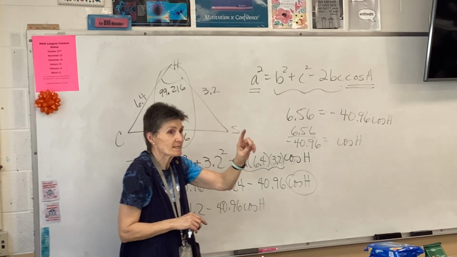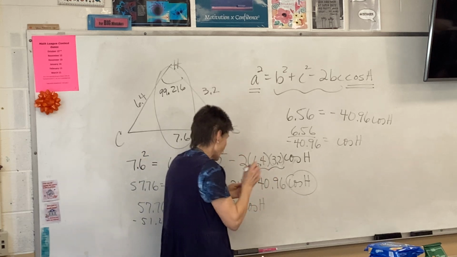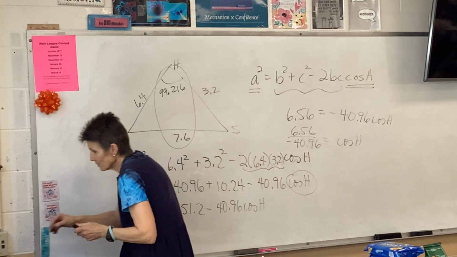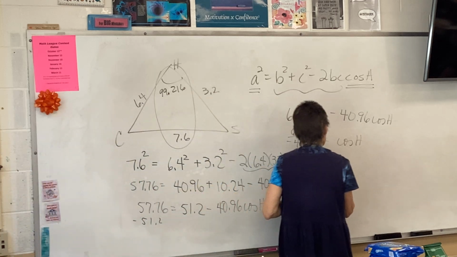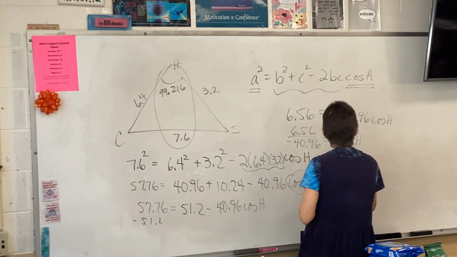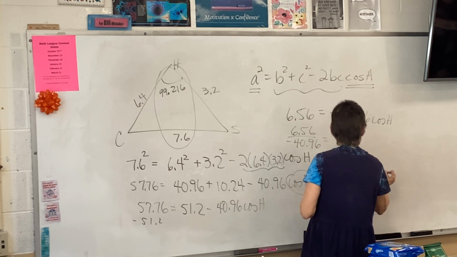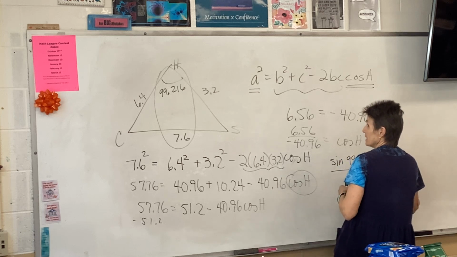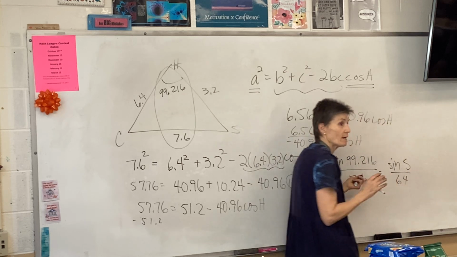Now, Jake says the law of sine's easier. All right, I'm good with that, but I want to caution you about something. Let's set up our law of sines. So we'll set up sine 99.216 over 7.6 equals sine S over 6.4. Are you okay with that?